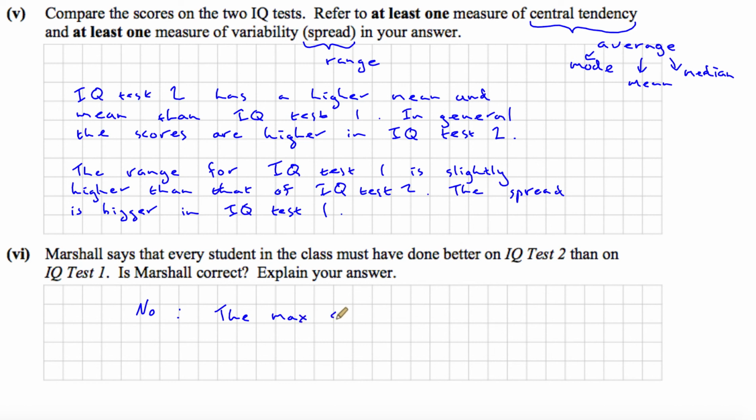the max score on IQ test 1 is greater than the min score on IQ test 2. That's our reason. So that's the end of part 6 and the end of question 3.